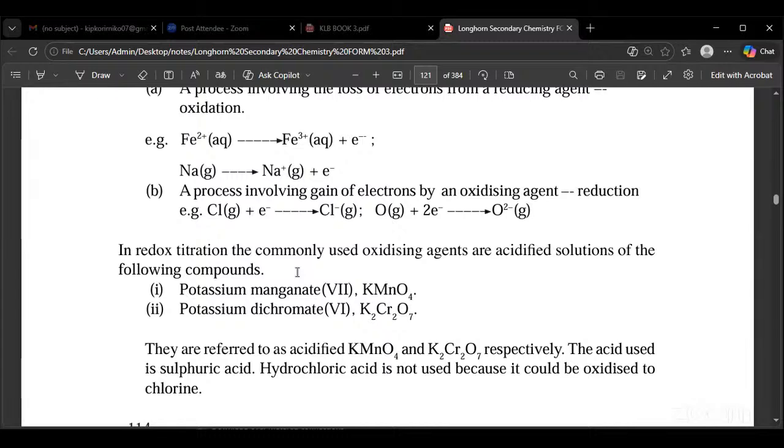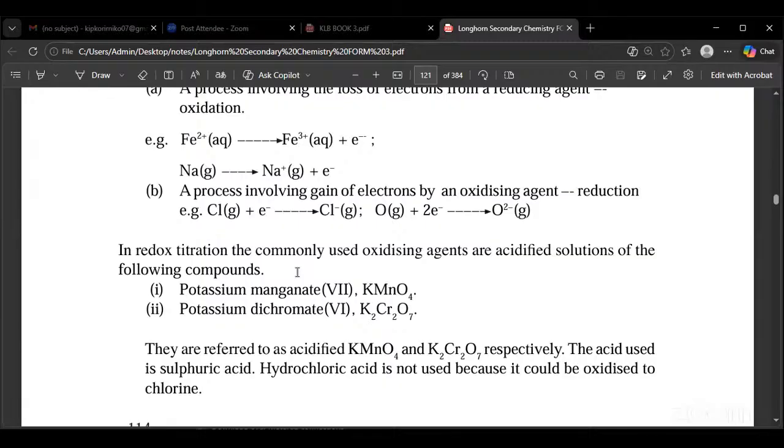Actually, these ones are very cheap. They're normally acidified, and how we acidify them is by adding a small amount of an acid, mostly sulfuric acid, because it is very concentrated. So we normally use sulfuric acid. We do not normally use HCl because it will be oxidized to chlorine.